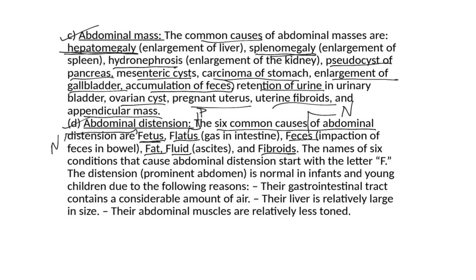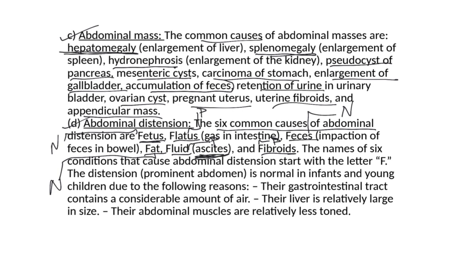Then fat, it is normal in beginning, but if the fat increases, it becomes obese and it becomes a pathological condition. Then fluid, this is a pathological condition always, that is ascites. And fibroid, this is also a pathological condition, a diseased condition. The name of 6 conditions that cause abdominal distension start with the letter F.